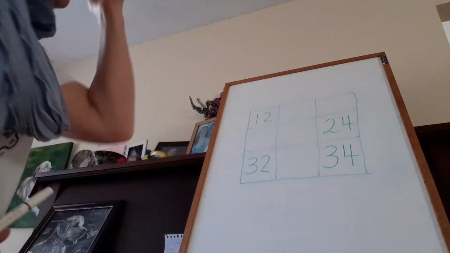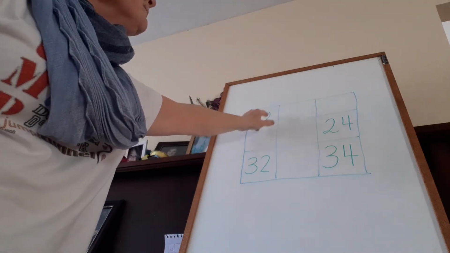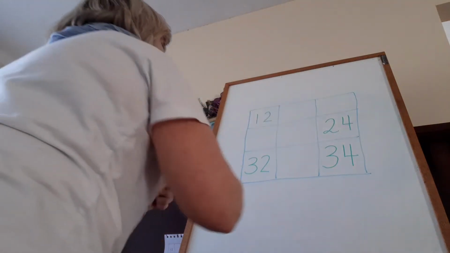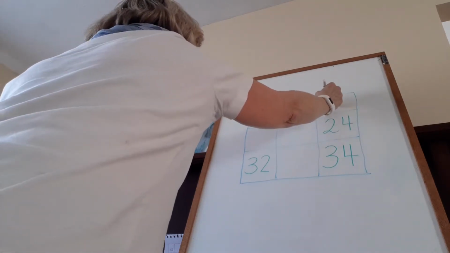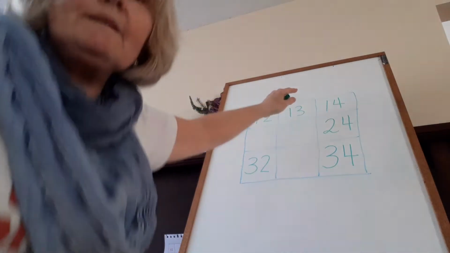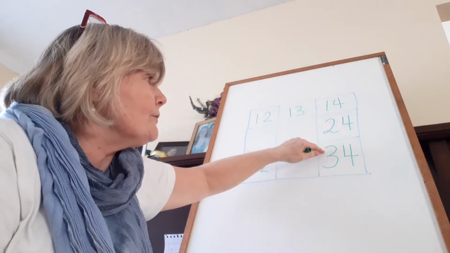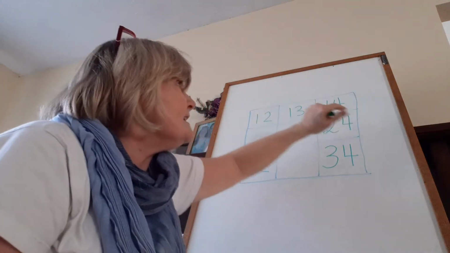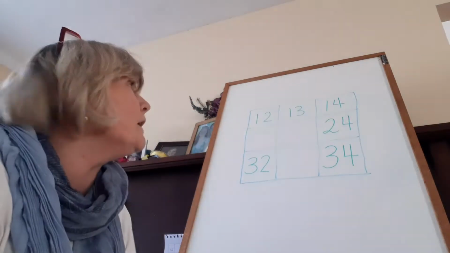Okay? Let's look up at the top row. We've got 12. So we know we're counting by ones here. So what is 1 more than 12? It's 13. 1 more than 13 is 14. Now, let's look and see if this one works because we should be counting by tens. 14, 24, 34. Do you see how the number in the ones place stays the same, but the number in the tens place is growing by 1?